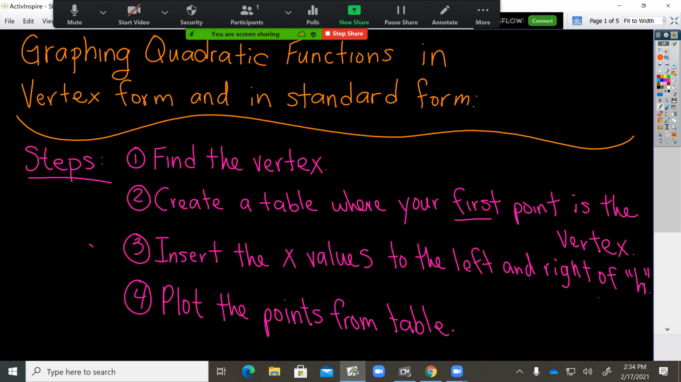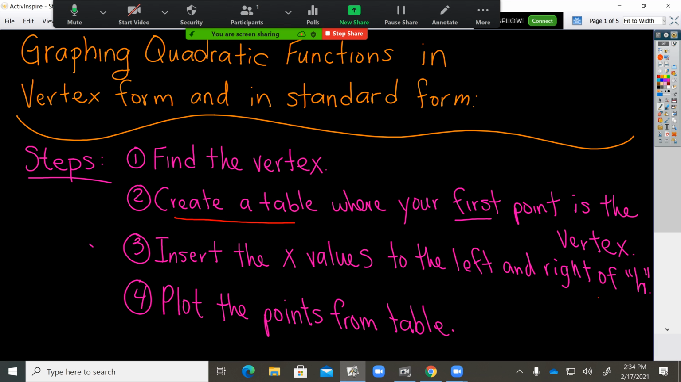All right, guys. Today's lesson is about graphing quadratic functions in vertex form and also graphing quadratic functions in standard form. So here are the steps. Make sure you copy them down as I read them. So step 1, you find the vertex.